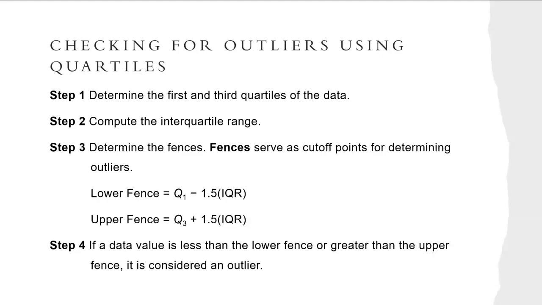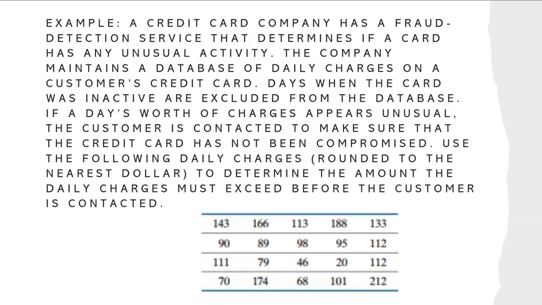And then you want to determine your fences. The fences serve as cutoff points for determining outliers, and you determine those by doing: your lower fence is equal to Q1 minus 1.5 times your interquartile range, and your upper fence is equal to Q3 plus 1.5 times your interquartile range. And then if you have any data values that are less than the lower fence or greater than the upper fence, then those data points are considered an outlier. So let's look at an example to see how this works.